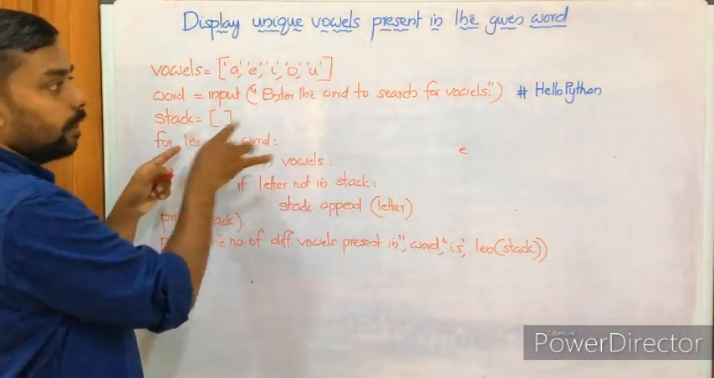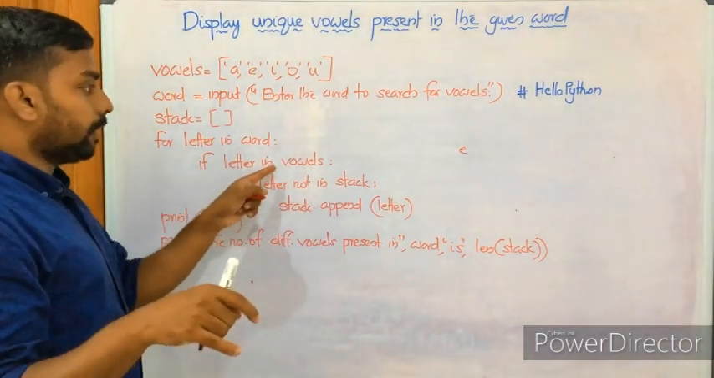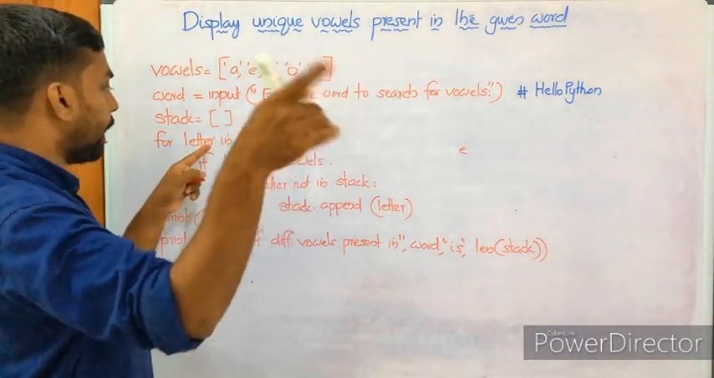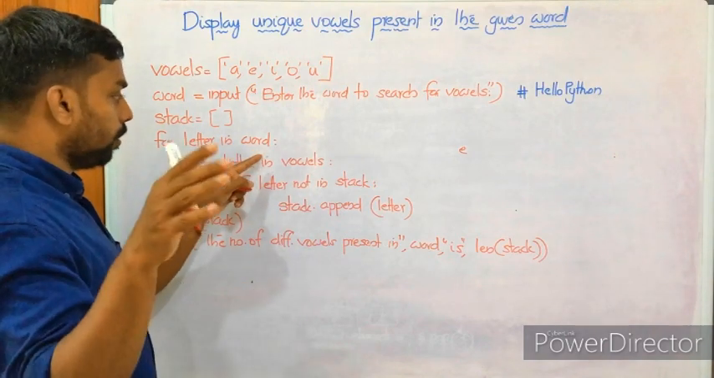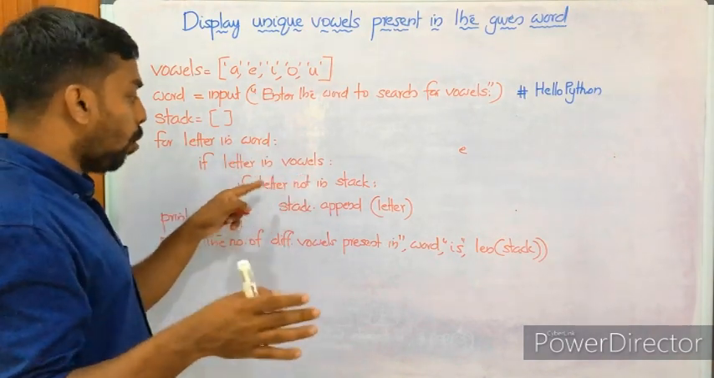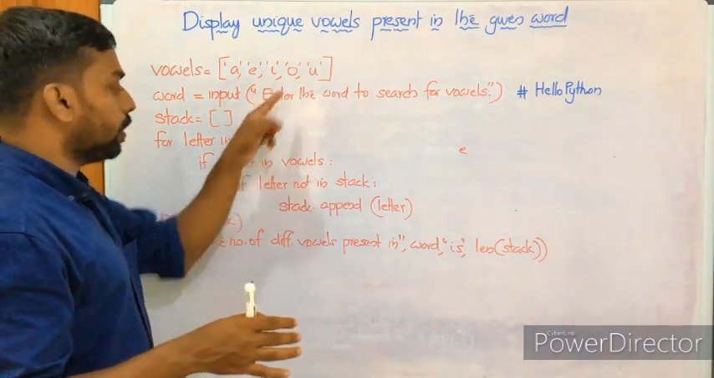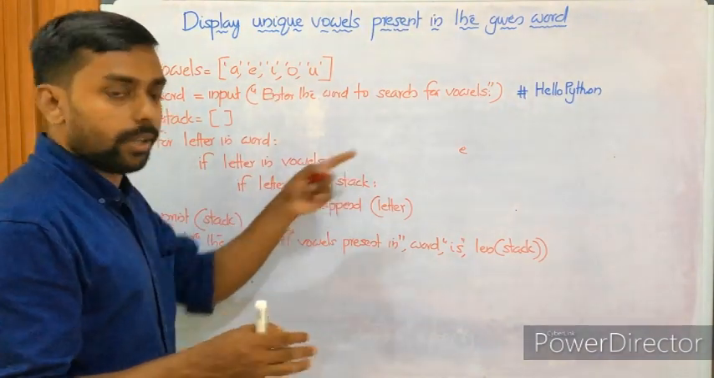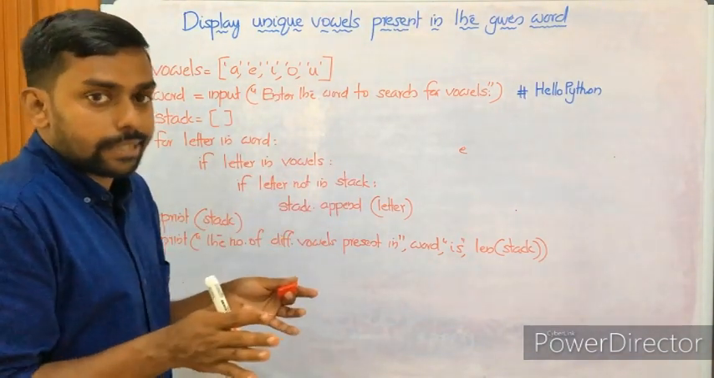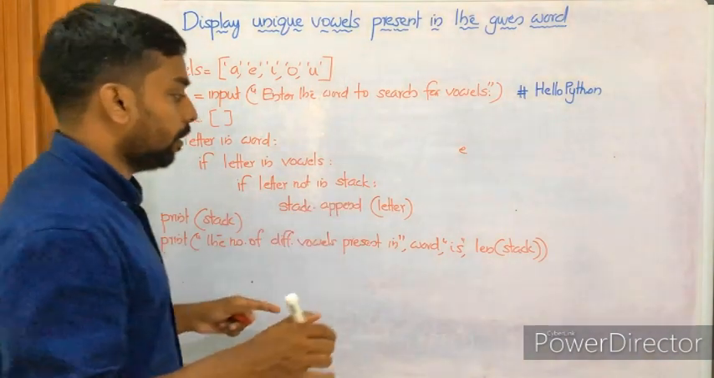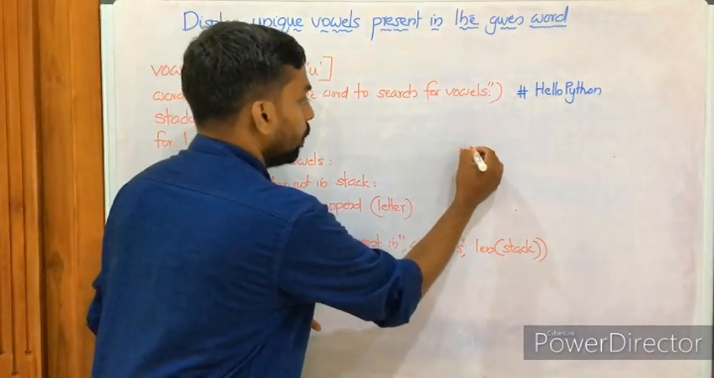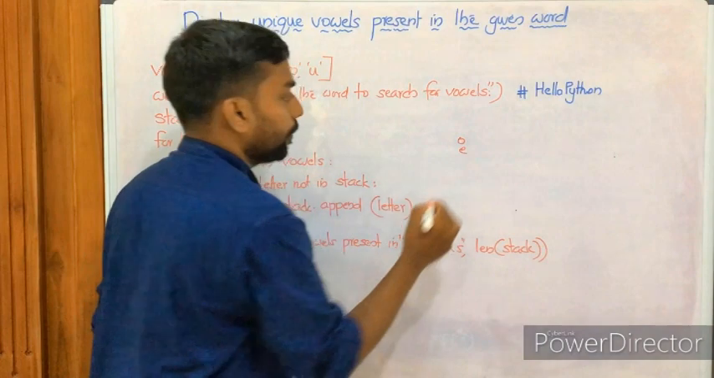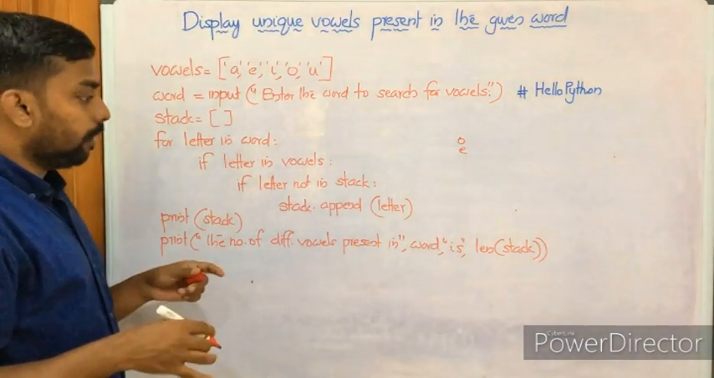Then it moves to the next letter. The value of letter will be L. If letter in vowels, not in vowels. Then the second L, not in vowels. Then O: for letter in vowels, yes, O is here in vowels. If letter not in stack, no, it's not in stack. We have only E in the stack. Then stack.append(letter), that means O will be in the stack.